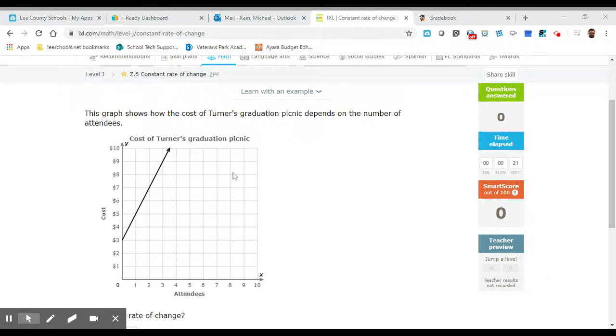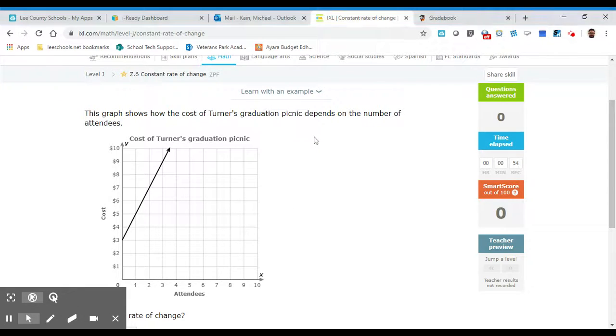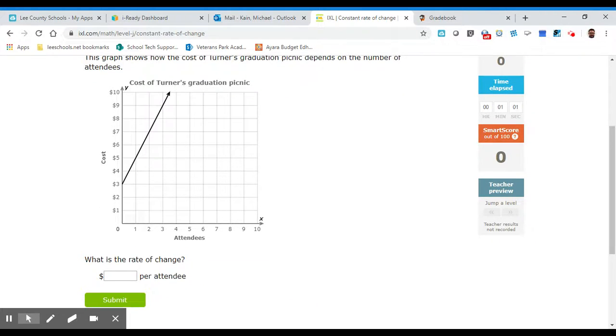Okay, the topic we're working on today is called constant rate of change. And this is the code ZPF on your 8th grade IXL. Let's read the question. This graph shows how the cost of Turner's picnic depends on the number of attendees. The question says, what is the rate of change?